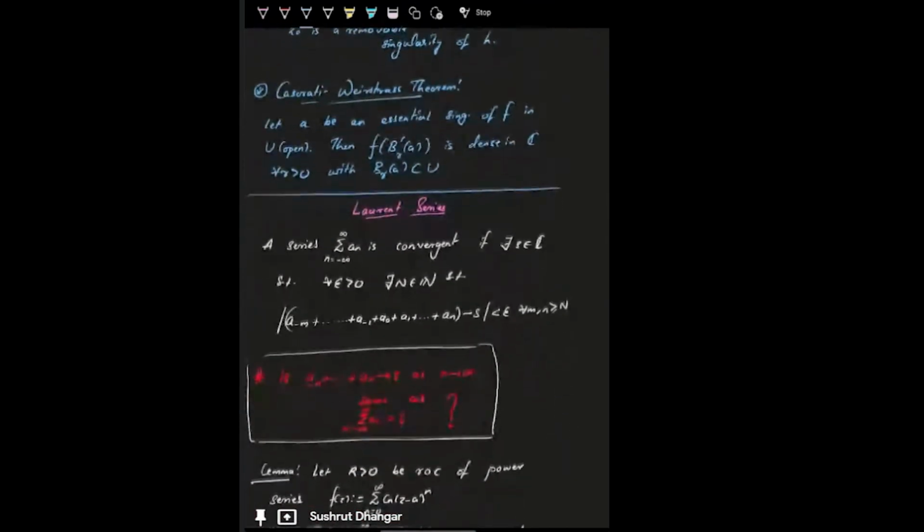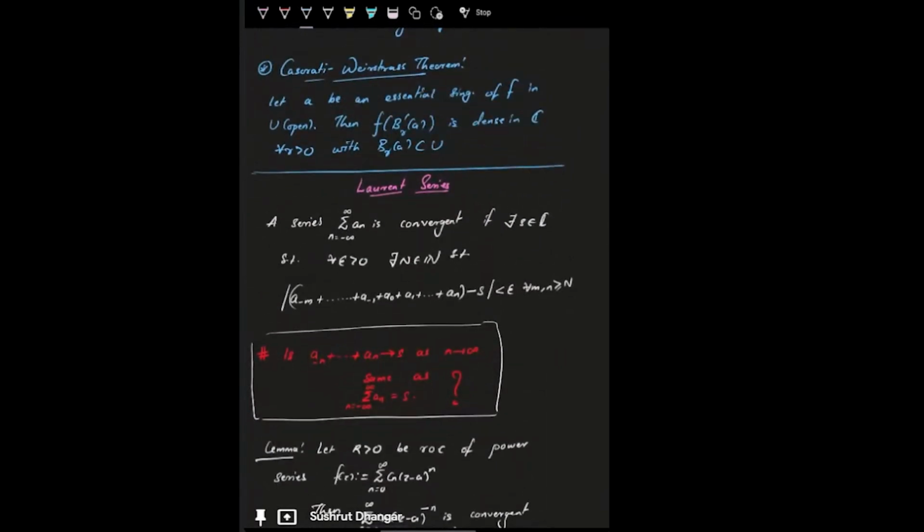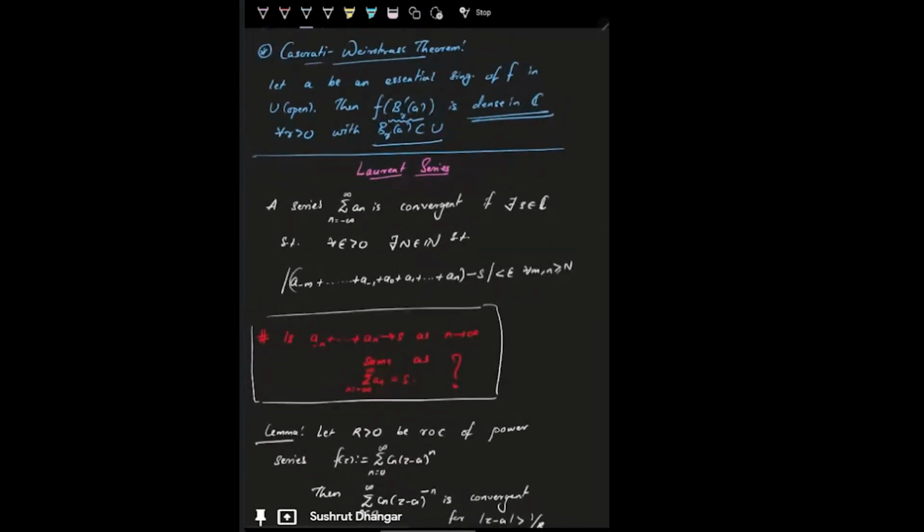And let's move on to the interesting and very important result, which is the Casorati-Weierstrass theorem. So what this theorem says is, if A is an essential singularity of function f in the open set U, then the range of this punctured disk B dash (A, R), that is a disk of radius R centered at A with the point A removed, is dense in C for every R positive, such that this disk is sitting inside U.